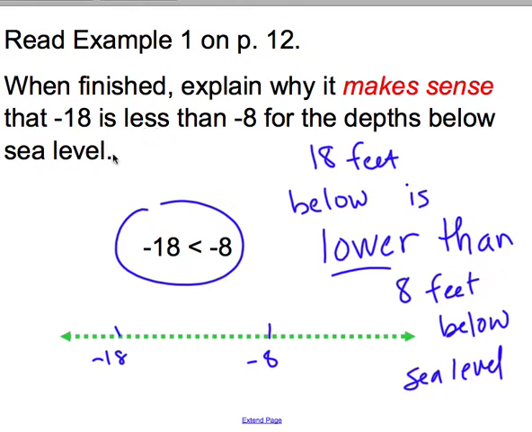And then you read an example about the elevation of New Orleans, which is 8 feet below sea level, and the elevation of Amsterdam, which is 18 feet below sea level. And you saw it on a number line, and we saw the inequality, and I wanted you to know why it makes sense that -18 is less than -8 in terms of this problem. And you guys did a great job with that, and what you came up with is 18 feet below sea level is lower than 8 feet below sea level.